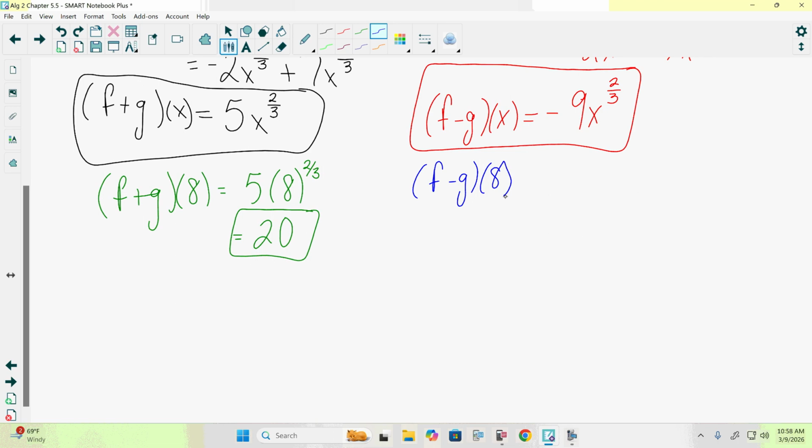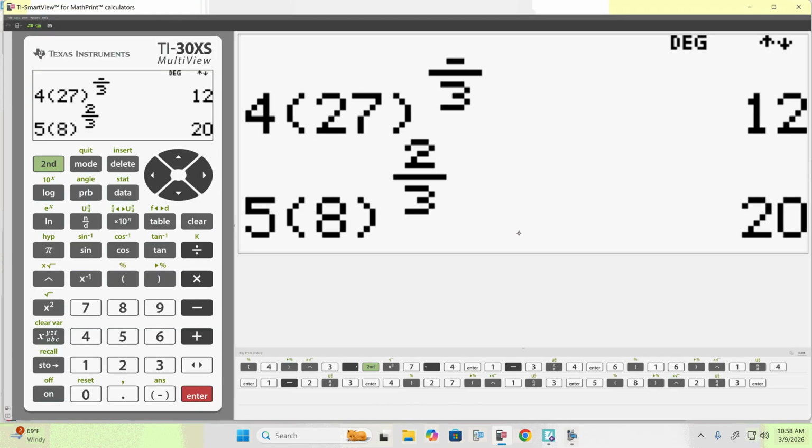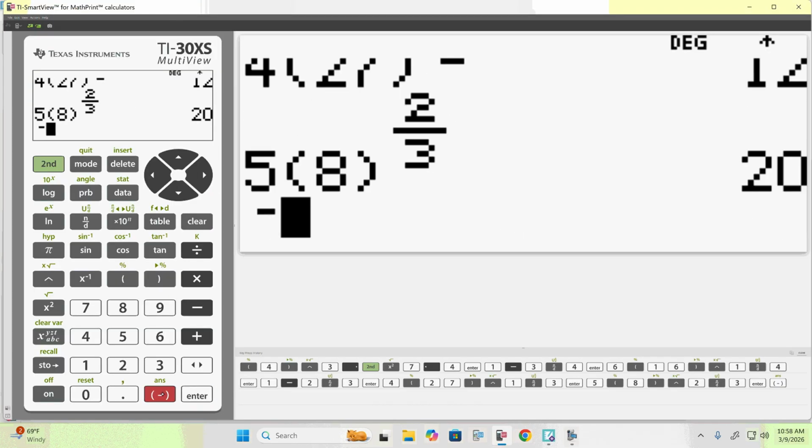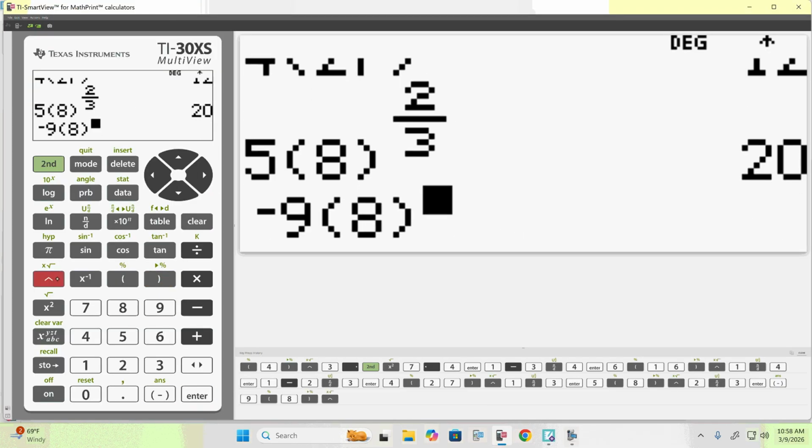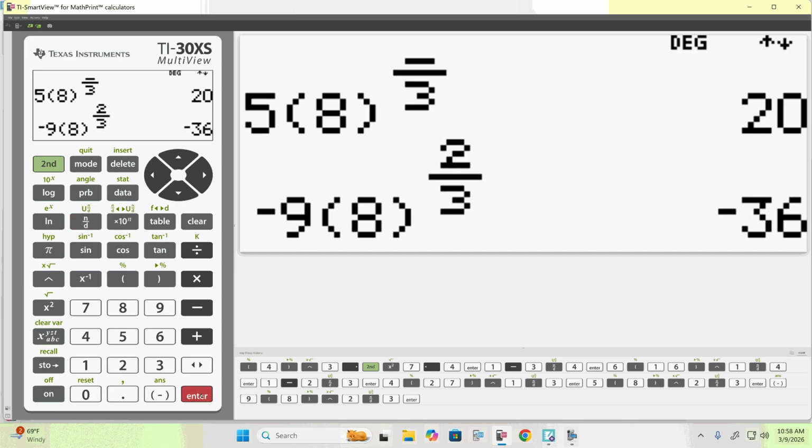We also need to do this with our subtraction. So we need to figure out what negative 9 times 8 to the 2/3 is. So we can say negative 9, parentheses 8 to the 2/3. And it tells us it is negative 36.